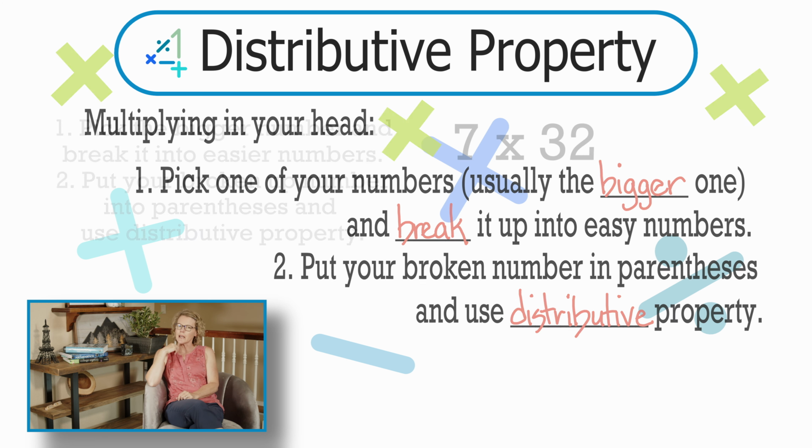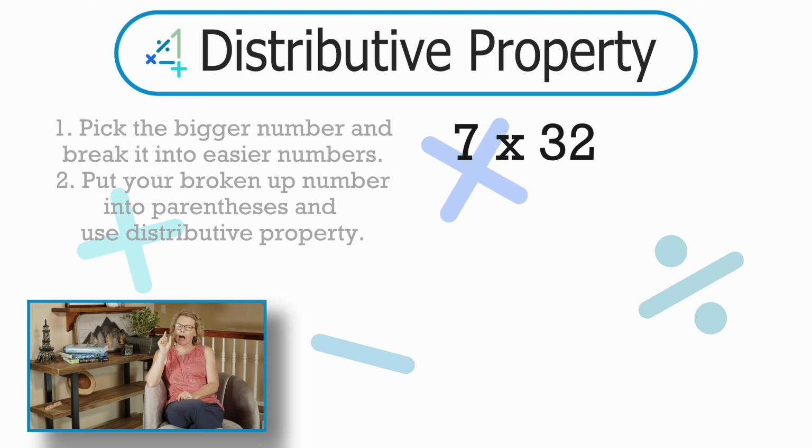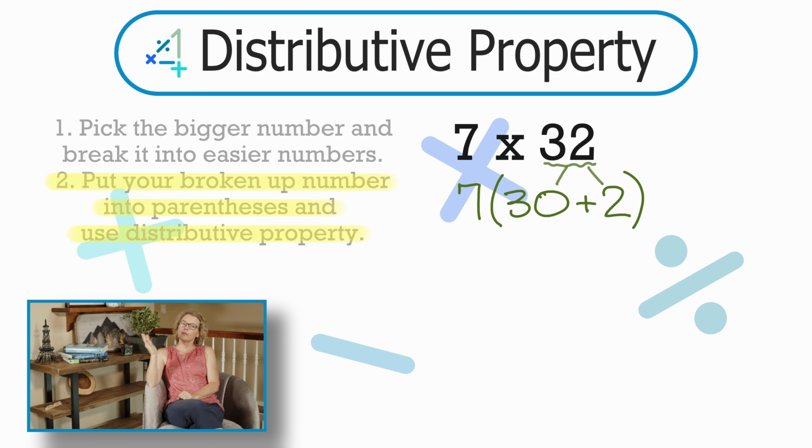Let's tackle this 7 times 32. I will break up that 32 into 30 plus 2. I'll copy the 7, then start my parentheses 30 plus 2. Rainbows, then 7 times 30 equals 210.